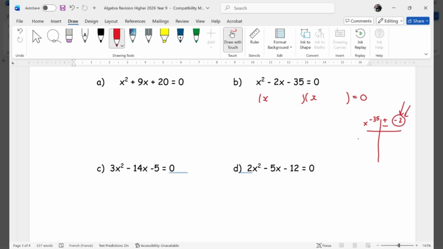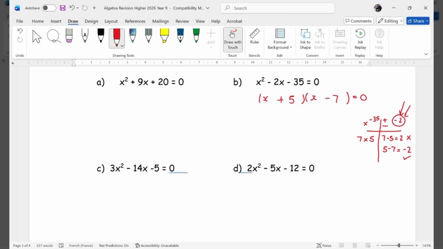Don't really care about the 35. 7 times 5, I'm straight there, okay. But 7 take away 5 is 2, and that is not what I want. 5 take away 7 is minus 2, and that is what I want. So it's 5 take away 7. Don't worry too much if you've got those the other way around.